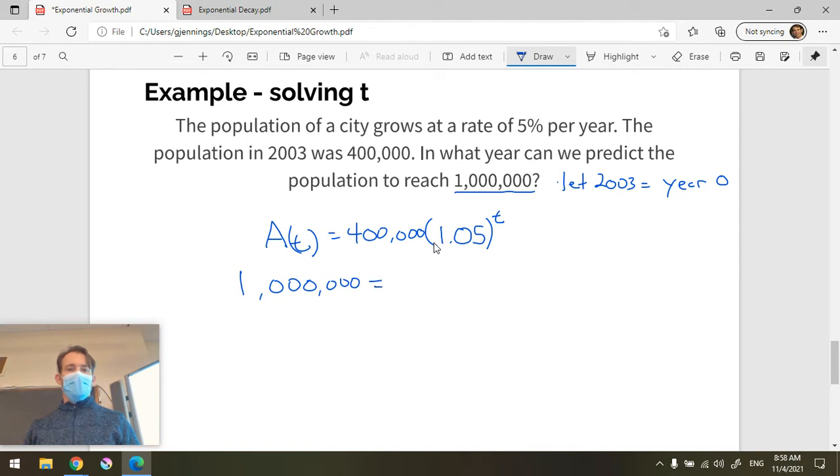Okay, so now I know that I want to find out when it's going to be that many people. And so I put that in on the amount side. This is how many years will it take for it to reach that? So it's going to reach that at some time. If it keeps growing, that should make sense. And then I have 1.05 to the power t. Now inverse operations: I can divide both sides by 400,000.